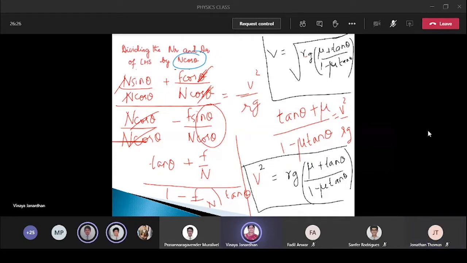Ma'am, I have a doubt. Before, we had an equation saying that V max equals root of mu R g. That was for a level road, boys. This is a different condition. This is a banked road, right? Correct.